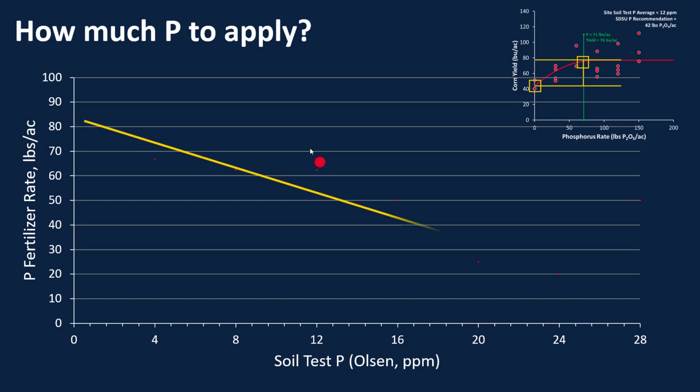Then we can draw lines through a bunch of other sites to see what that looks like, and that's what this data here shows us. Something like that, as we increase in soil test phosphorus, our rate needed decreases until we don't see a really strong influence.